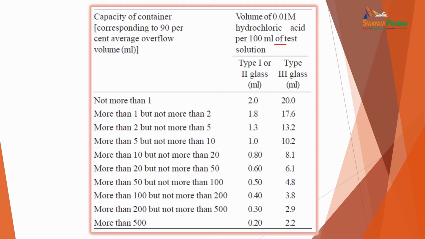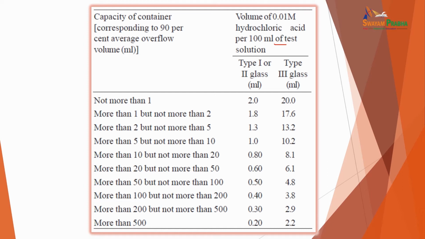So if the capacity of the container is not more than 1 ml, corresponding to 90% average overflow volume in ml, not more than 1, then for type 1 and type 2 this limit should be 2 ml, for type 3, 20 ml. For more than 1 but not more than 2, it is 1.8 and 17.6, corresponding to type 1, type 2 and type 3.